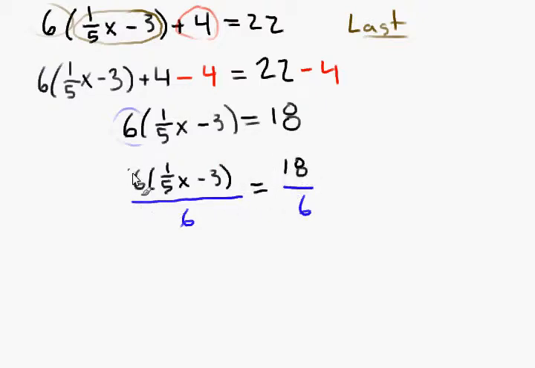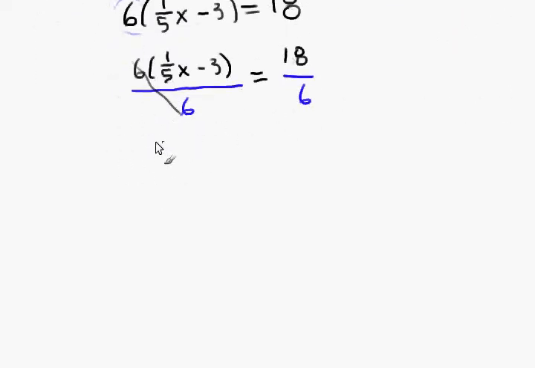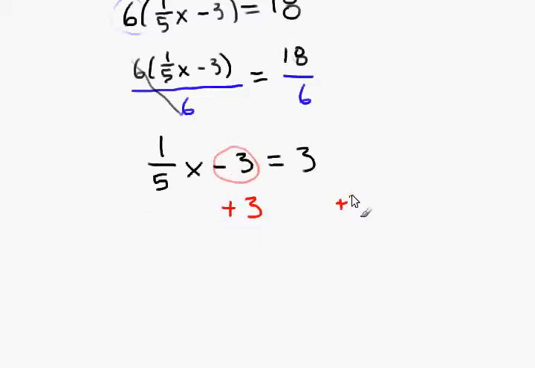It may take a little bit more time to write everything out like this, but I can tell that I'm doing the correct operations. It helps me. This will simplify to 1/5 x minus 3 is equal to 3. Now we've got an equation similar to those we've solved before. Minus 3, we're going to add 3 to both sides. So 1/5 x is going to be equal to 6.